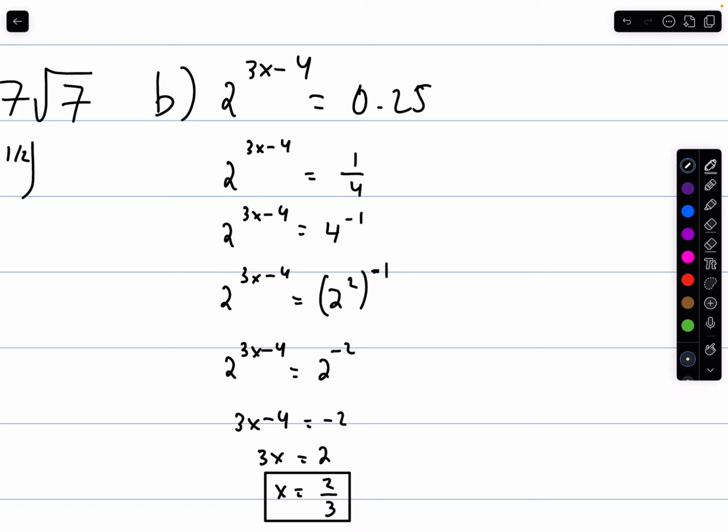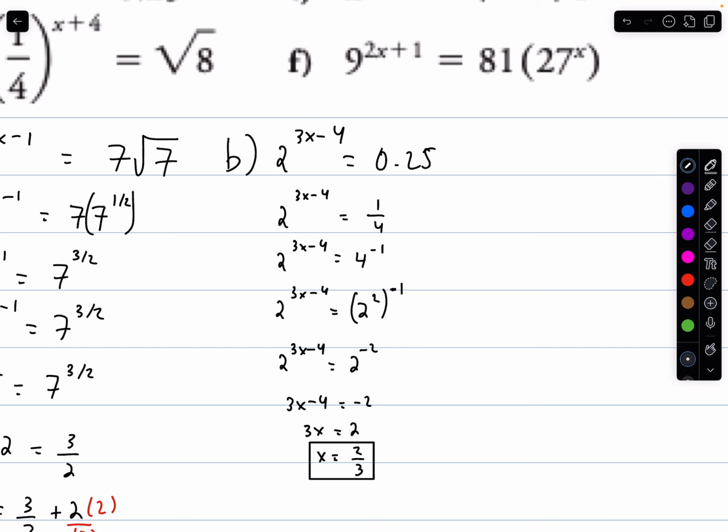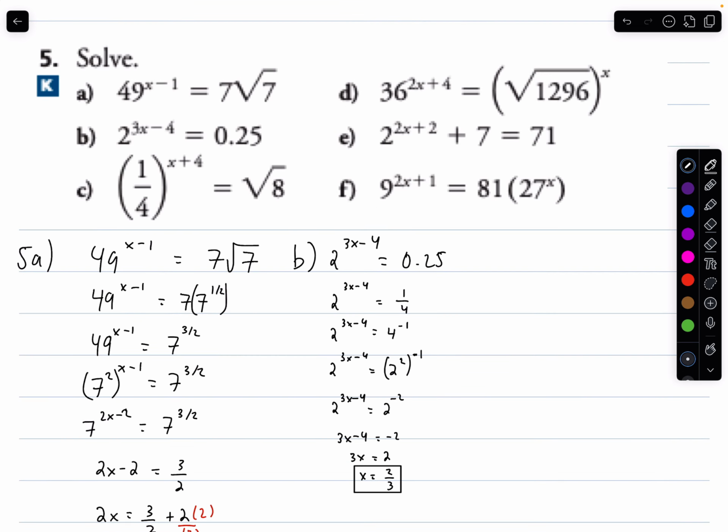Okay, so that's B. Let's look at C. 1 over 4, x plus 4 is equal to root 8. Okay, so 1 over 4, I'm going to make this base 2. So this is just the same thing as 4 to the negative 1, x plus 4. And this is going to be 8 to the 1 over 2.